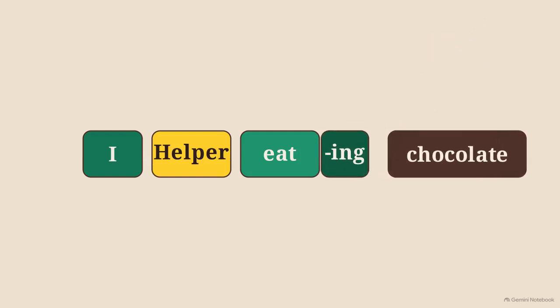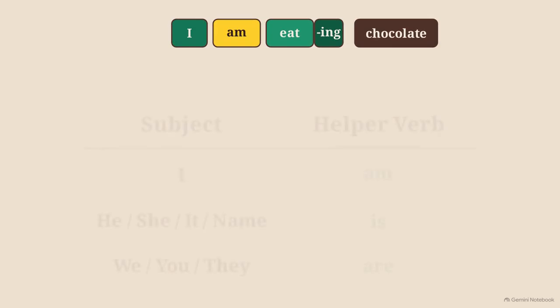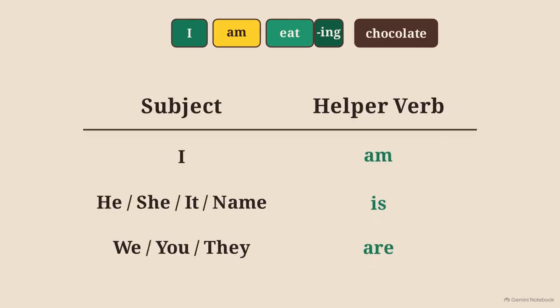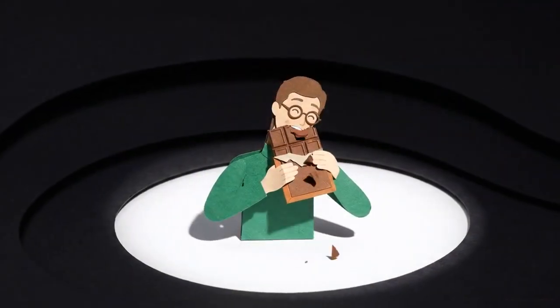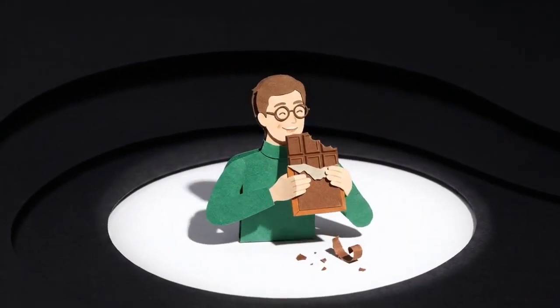That helper block acts as essential glue, and it changes depending on who is doing the eating. If the subject is I, the glue is "am." If the subject is he, the glue is "is." And for they, we use "are." Adding that helper verb and an "ing" is the English language's way of putting a spotlight on a live, ongoing event.